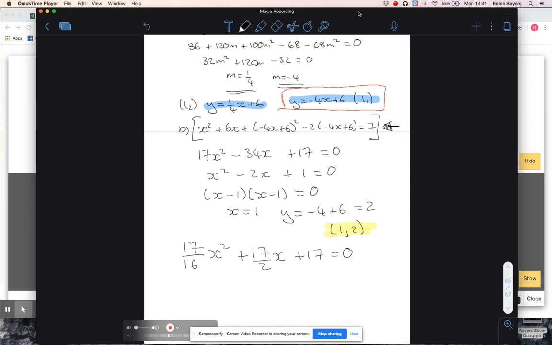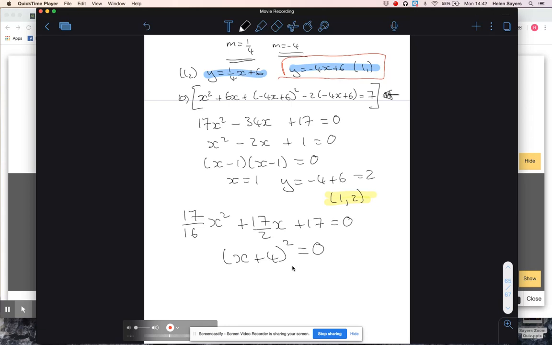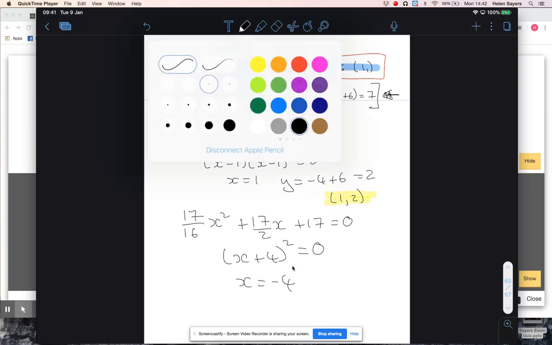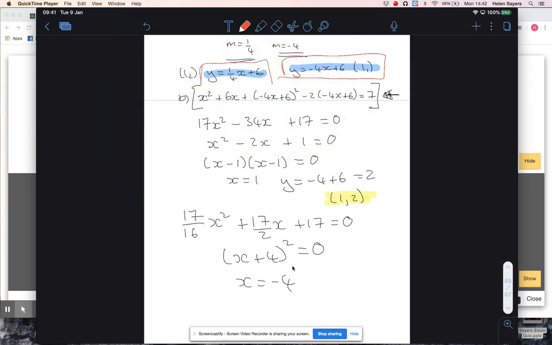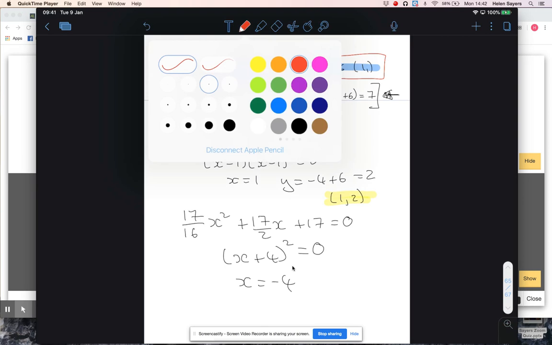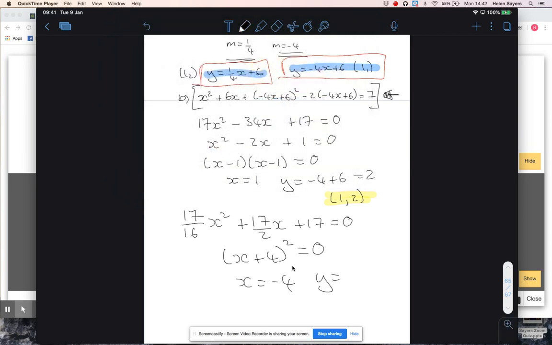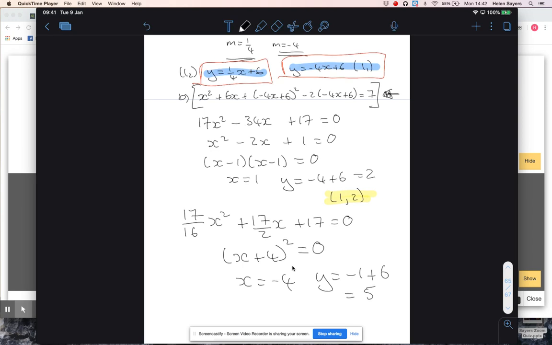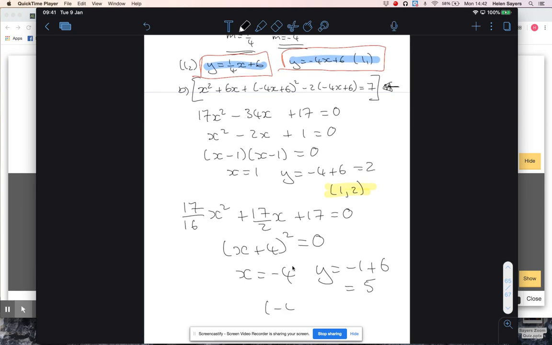So when I stick that into my calculator, I'm getting x is -4. Even though I've got x in my calculator, I'll still put that in just to show you some working. But I've got the repeated root of -4, and then this is the equation we're using here. So if x is -4, y is a quarter times -4, so -1 plus 6. So y is 5.